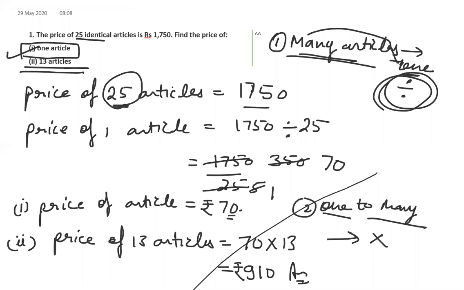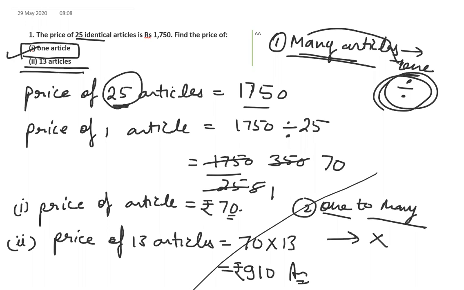So basically, now you just understand the question, what I am telling you. Just listen that in the question, sometimes you are given the price of many articles and you are being asked to find the price of one article. So if you are given the price of many articles and you have to find the price of only one article, you just divide the price by the number of articles that is given. Then if you have to find the price of many articles, just multiply the price of one article with the number of articles whose price you have to find out.